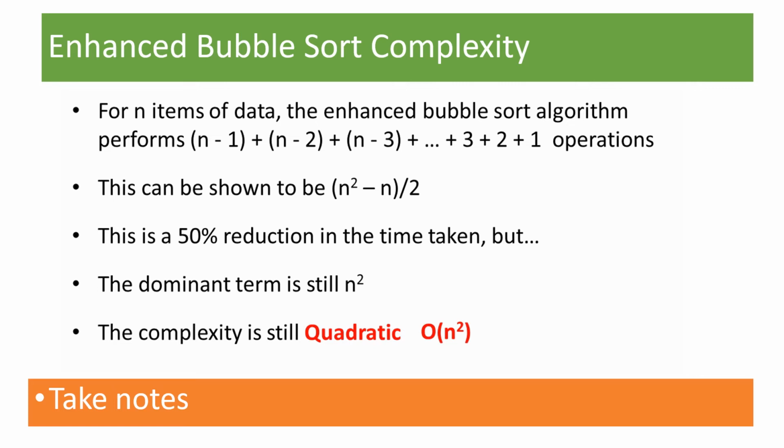But this is big O notation. It might be slightly enhanced, but the dominant term is still n squared. It's still quadratic. And all the time, even though the time is reduced by 50%, we think of the worst case scenario and scaling.